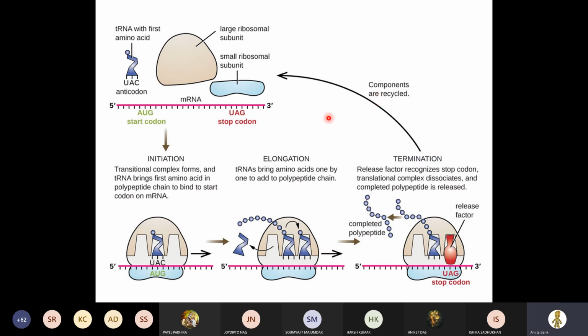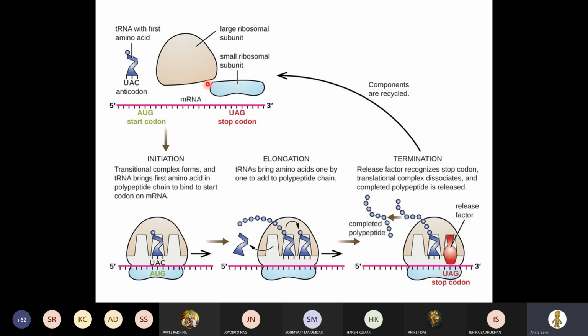Like here, you can see, this is my mRNA 5' to 3'. Whenever there is an AUG, the start codon, here, the tRNA brings the amino acid. So for AUG, what is the amino acid? Methionine. So methionine will be brought by the tRNA, and it will have the corresponding anticodon, which is UAC. So the UAC anticodon will recognize over here, and it will bring the amino acid methionine.